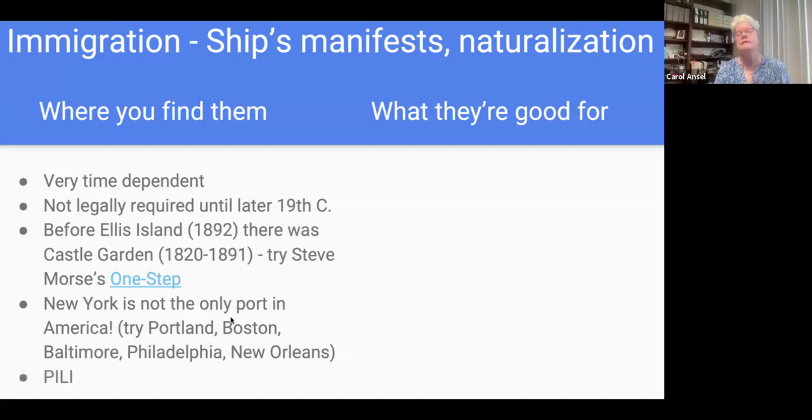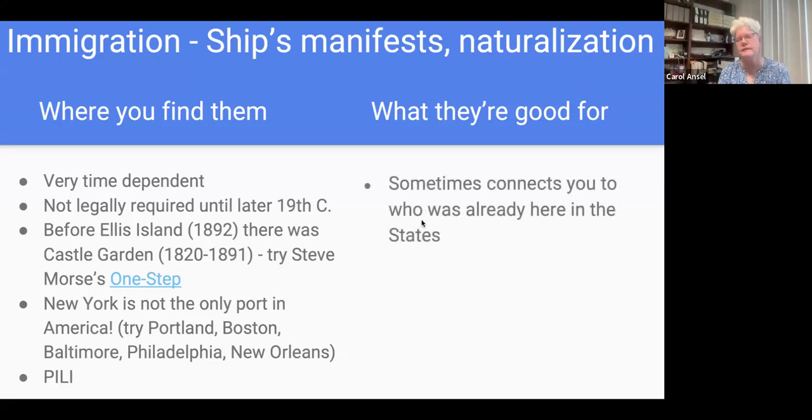Don't forget that New York's not the only port in America. They may have come into Portland, Boston, Baltimore, Philadelphia, New Orleans, but we all think of New York first. And then I'm mentioning the Passenger Immigration List Index. It is just an index, so you won't find the actual entry for your person, but it'll tell you what book you can find it in. And we have many of them here in the library, so you could always check in with us and we could look it up for you.